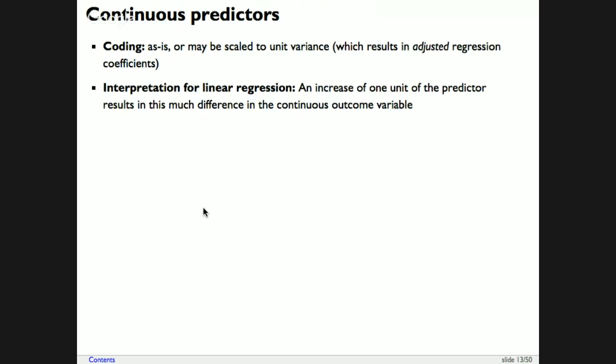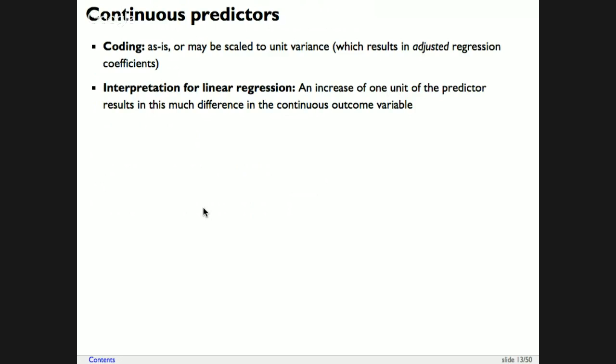So these X, they can be any kinds of variables we want. In general, the Y for everything that we covered today is going to be continuous, but the X can be continuous. For continuous variables, we can just leave them as is, or we might scale them to unit variance, which results in what we call adjusted regression coefficients. And for continuous predictors, we will get a coefficient, and the way we interpret that coefficient is the amount that the response variable changes for 1 unit of change in the predictor.